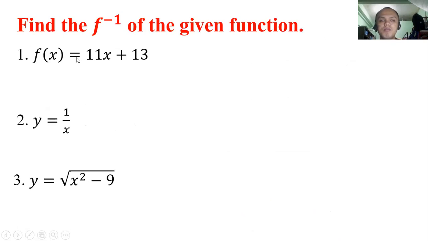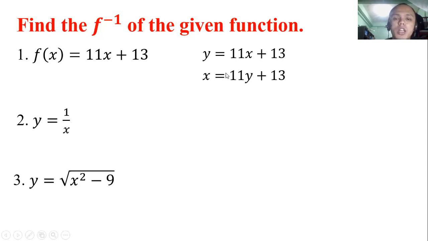Okay? Now, punta naman tayo sa exercise, no? Find f raised to negative 1 of the given function. We have f of x equal to 11x plus 13. So what is the inverse? We have y equal to 11x plus 13. Interchange your x and y. So may x equal to 11y plus 13. And then, solve for y.